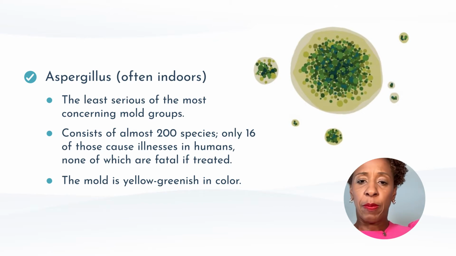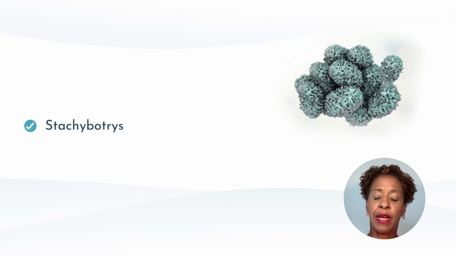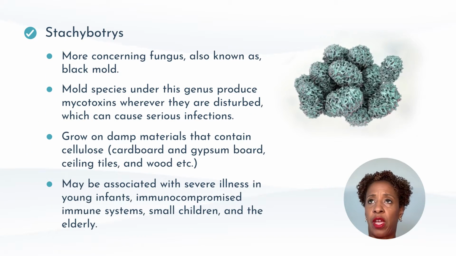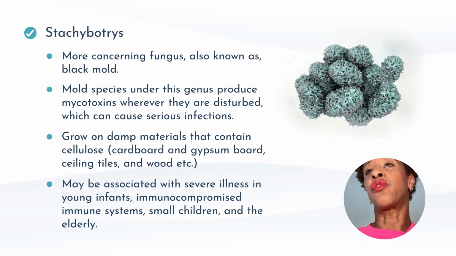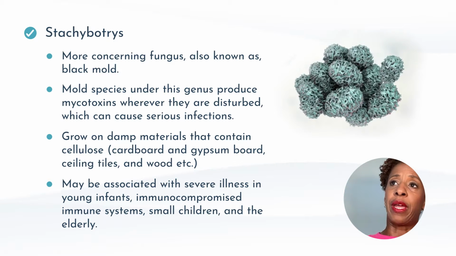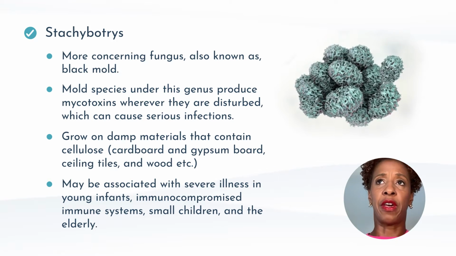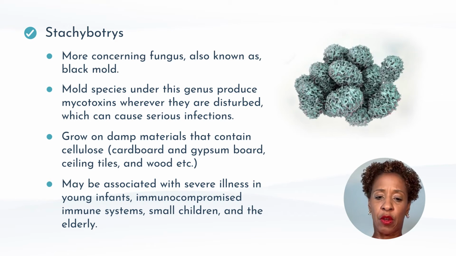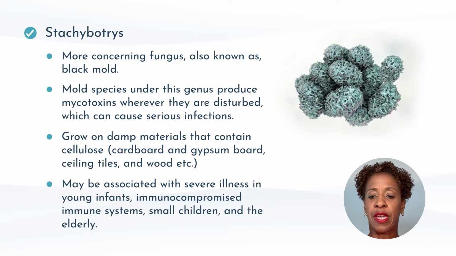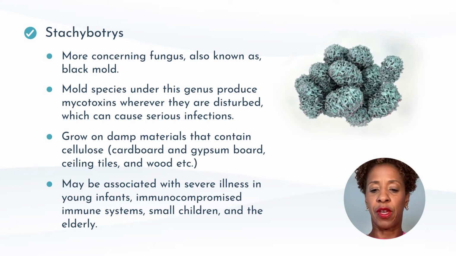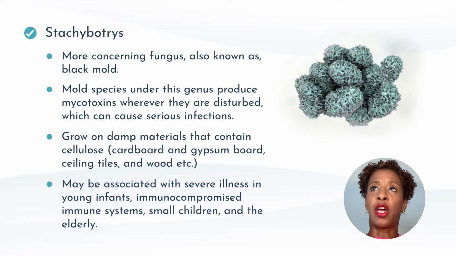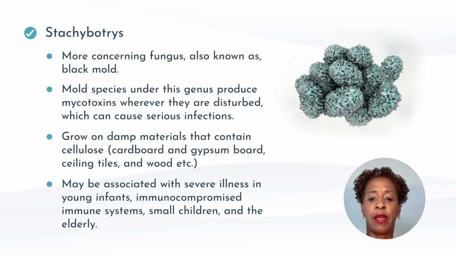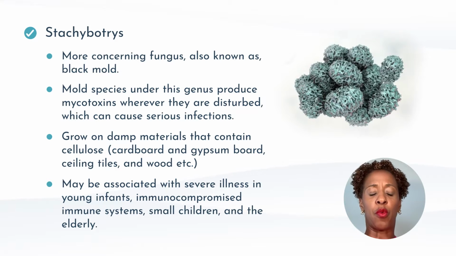And then the last one that we put here, one of the more concerning molds, is Stachybotrys. It's known as black mold. These species produce mycotoxins that, if they're disturbed, so if you don't know what you're doing and you try to get rid of the black mold, it can have more consequences. It tends to grow on damp materials that contain cellulose, so things made of paper or other cellulose material. It may be associated with more of an issue in younger infants as well as immunocompromised or elderly folks. So those are our 5 more concerning molds.